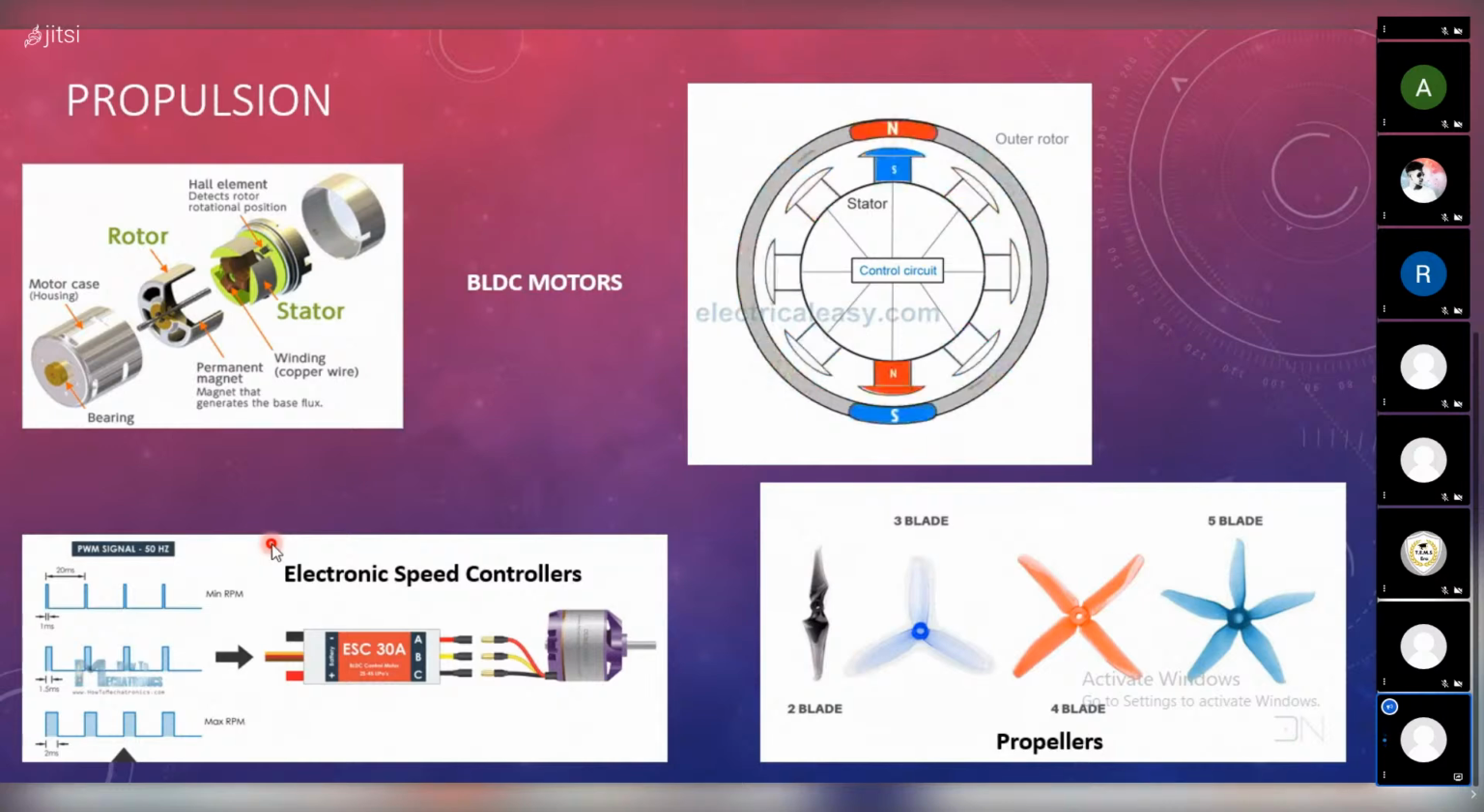Then there is the electronic speed controller. This controls the speed of the motor. For example, as you have seen in the previous slides, if you want to go forward, you will pitch forward. To pitch forward, you will increase the rotation of the back arm motors. That instruction will be given by the electronic speed controller.